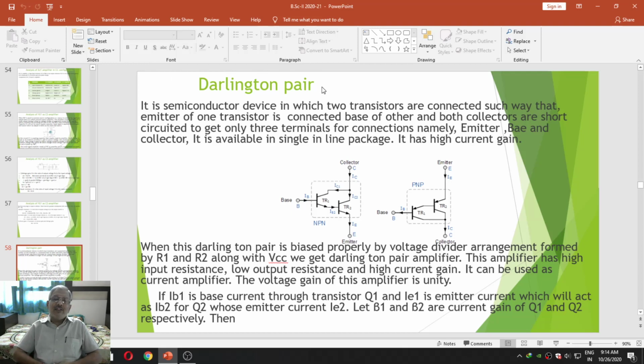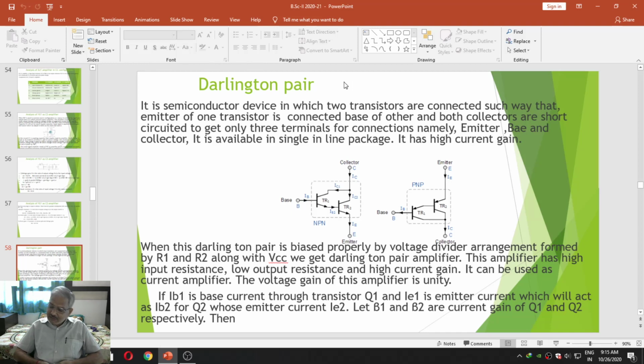Friends, last time we studied the meaning of FET as a common source amplifier and its analysis by using its small signal model so as to calculate input resistance, output resistance, current gain, voltage gain, and also the power gain. Today we begin with Darlington pair.